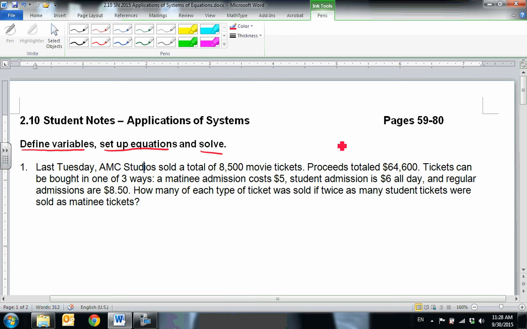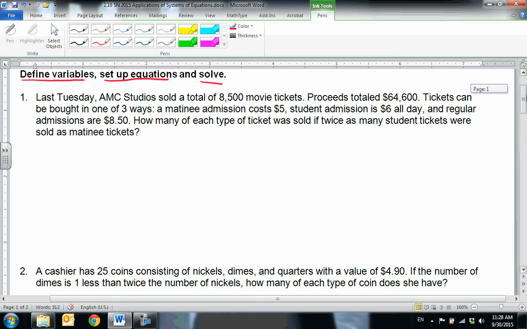So let's look at number one. Last Tuesday, AMC Studios sold a total of 8,500 movie tickets. Proceeds totaled $64,600. Tickets can be bought in one of three ways. Matinee admission costs $5, student admission is $6 all day, and regular admissions are $8.50. How many of each type of ticket was sold if twice as many student tickets were sold as matinee?